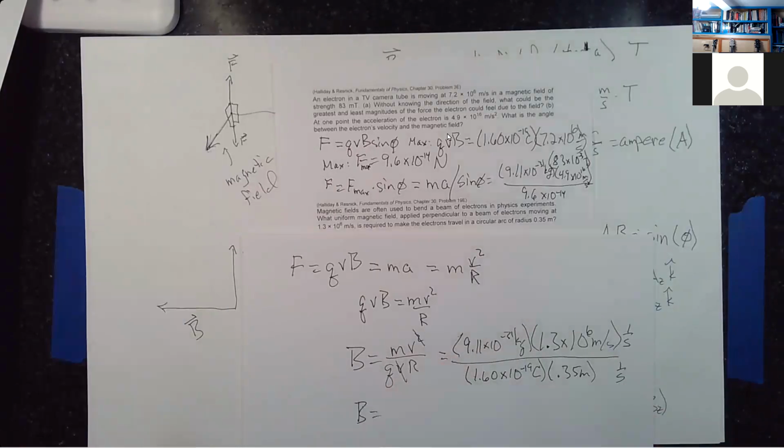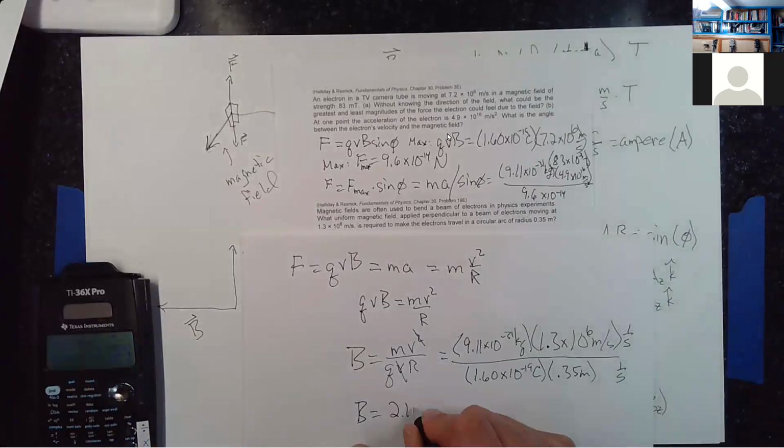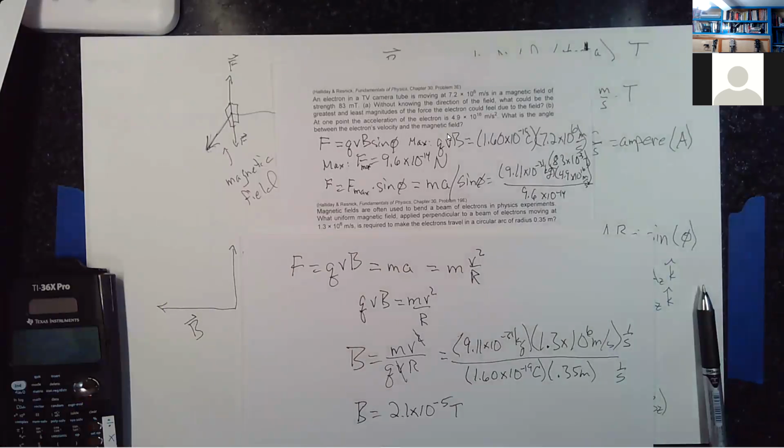So whatever that comes out to, just estimating, it looks like 6 times 10 to the minus 12th, 10 to the minus 6th. So fairly small magnetic field, I think. Okay, and I get about 2.1 times 10 to the minus 5th Tesla. And so that'd be on the order of the strength of the Earth's magnetic field, actually. In a lot of places on the surface, it's around 5 times 10 to the minus 5th Tesla.